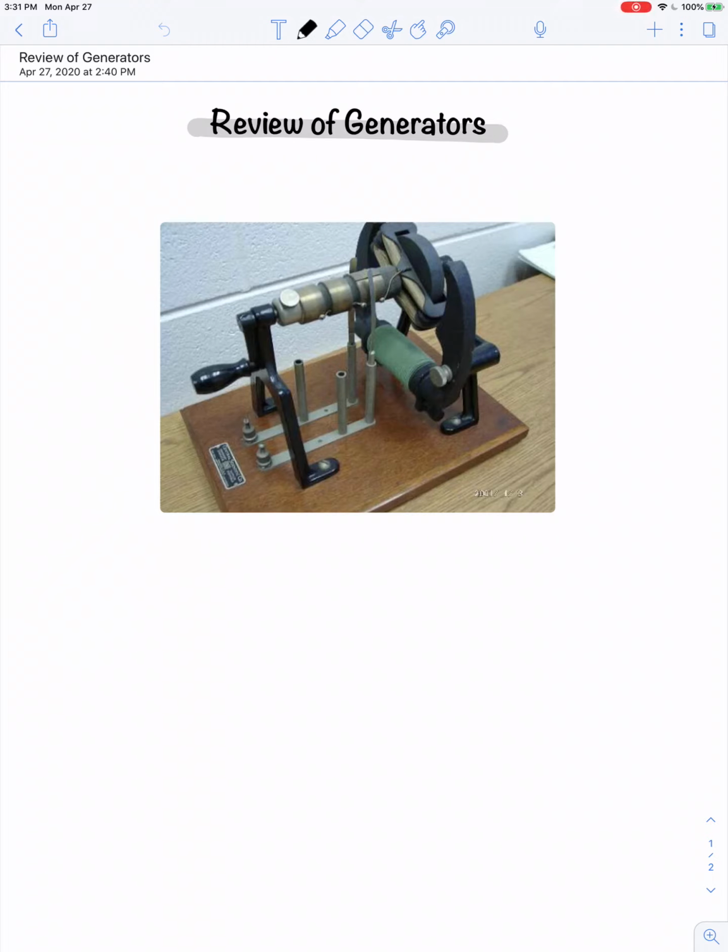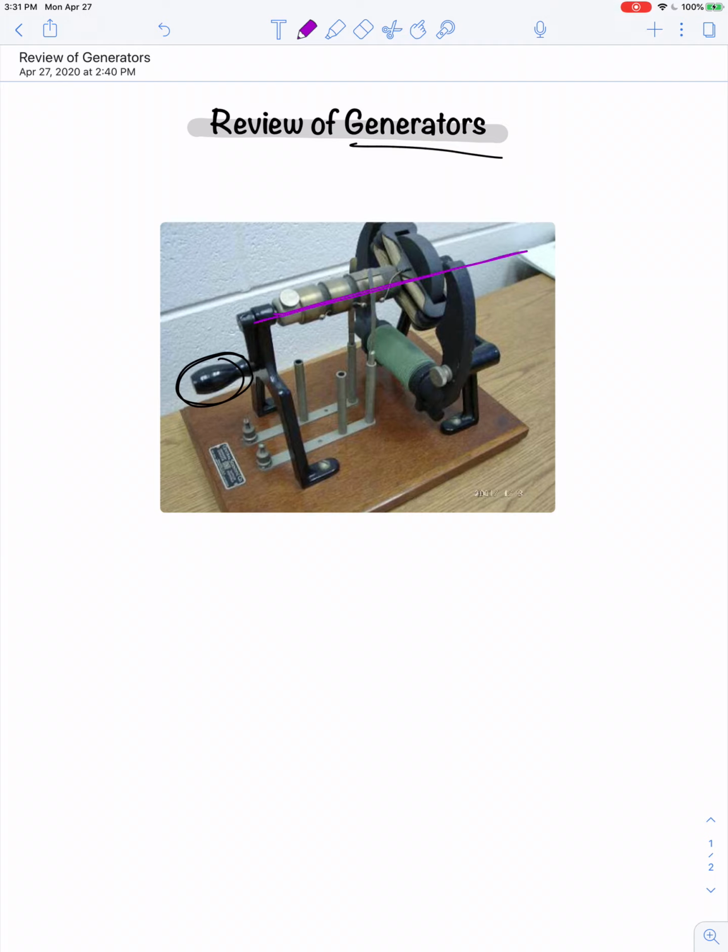Well, hopefully you recall that generators have all the same components as motors. Instead of converting electrical energy into mechanical energy, it's the opposite for a generator. You could grab the handle here and start cranking it, and the mechanical energy that you put in will result in some electrical energy output. But all the components are here.